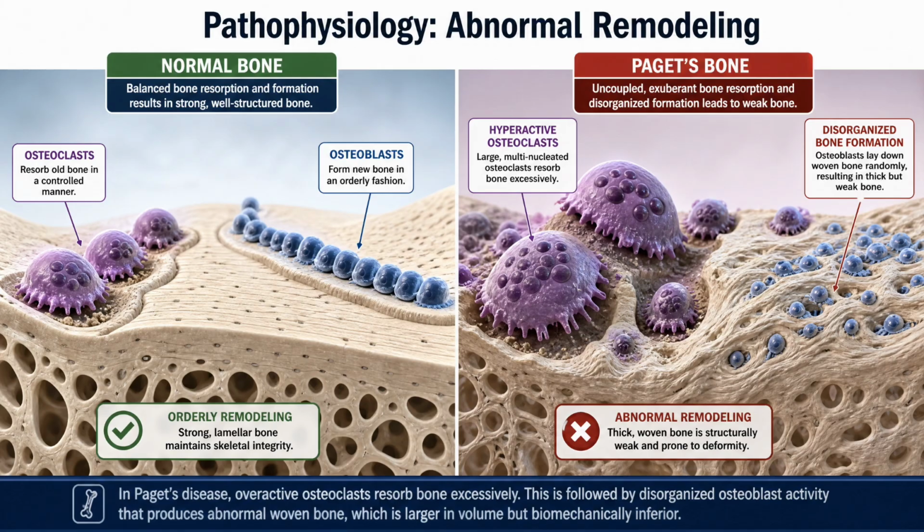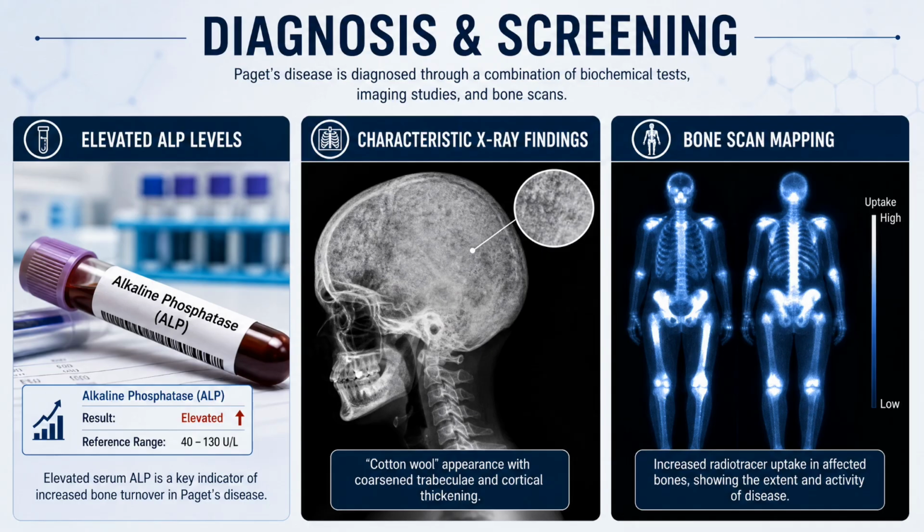To understand Paget disease, let's review what happens at the cellular level. The condition begins with excessive activity of osteoclasts, which break down bone at an abnormally high rate. The body attempts to compensate by increasing osteoblast activity. However, the new bone is laid down in a disorganized manner. As a result, the affected bone becomes enlarged, highly vascular, and structurally weak, making it prone to pain, deformity, and fracture.